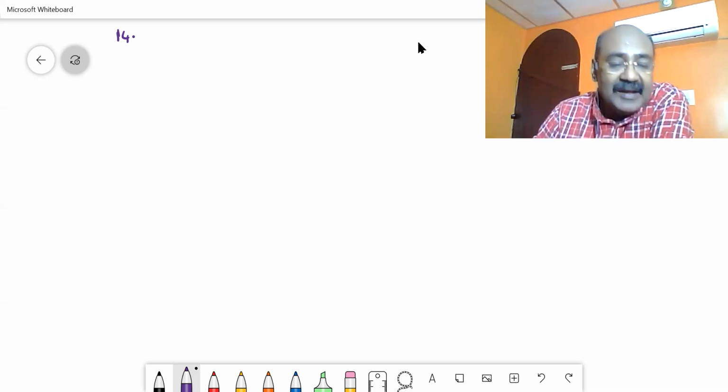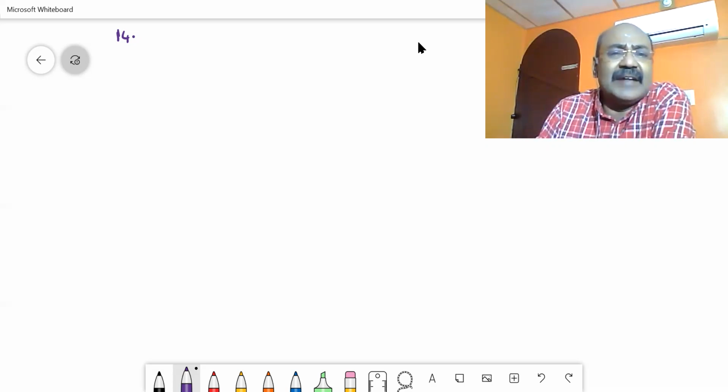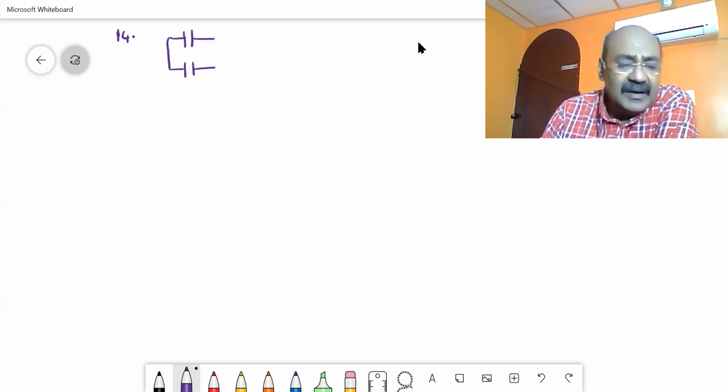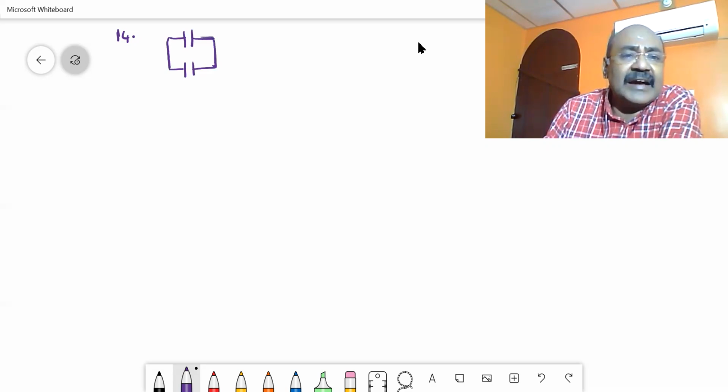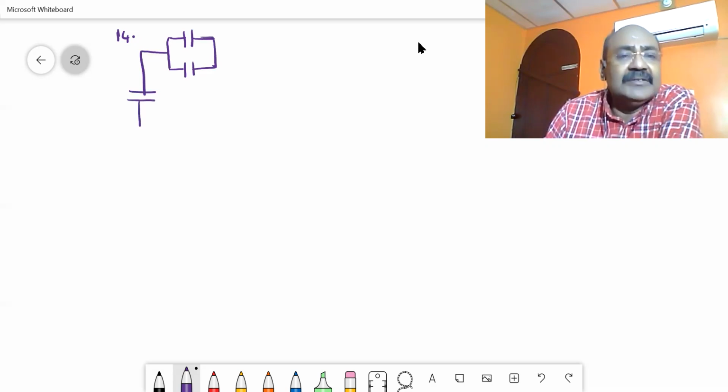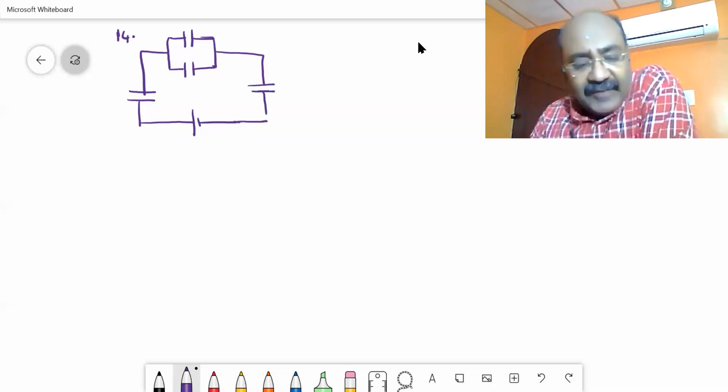Follow me. The diagram is, first of all, two capacitors like this. When you are considering two capacitors like this, you are having another capacitor here. Then a potential of 9 volt is acting here. Then another capacitor connected here. Okay, another capacitor connected here. And this is the circuit diagram they have given.